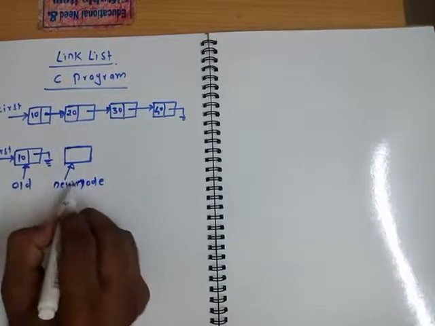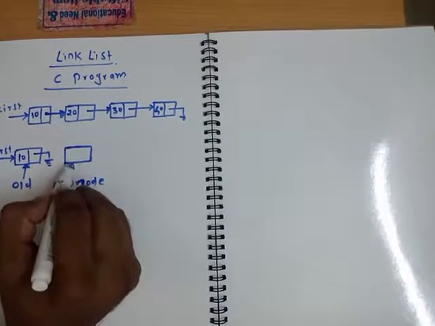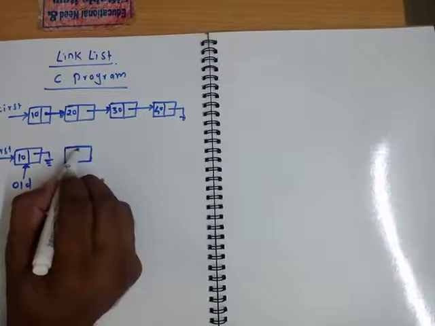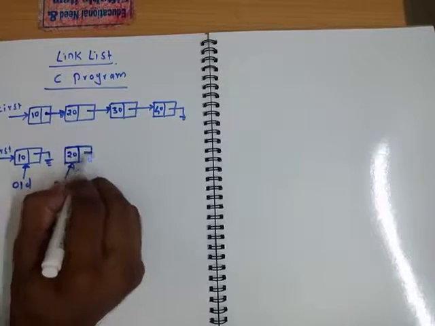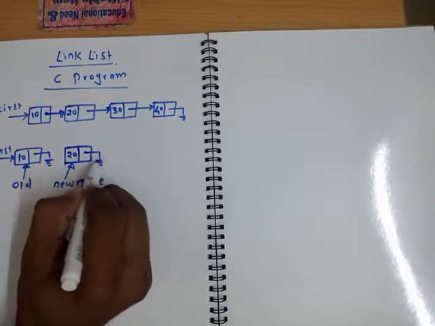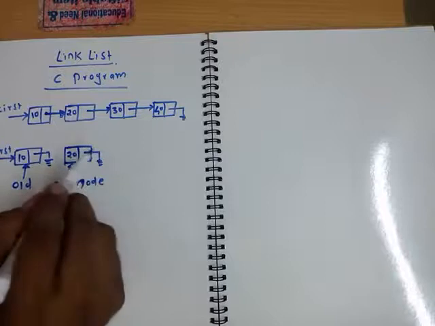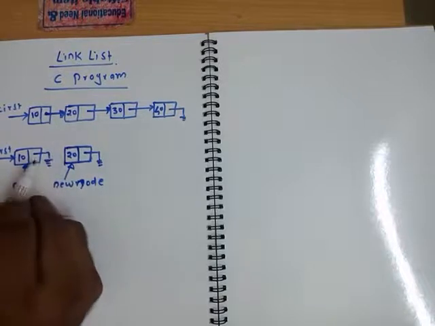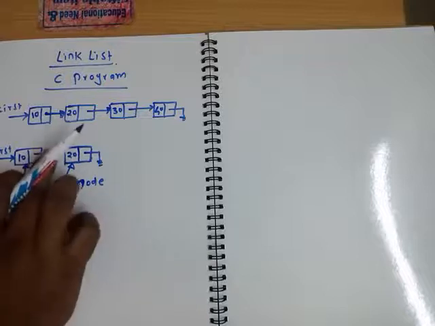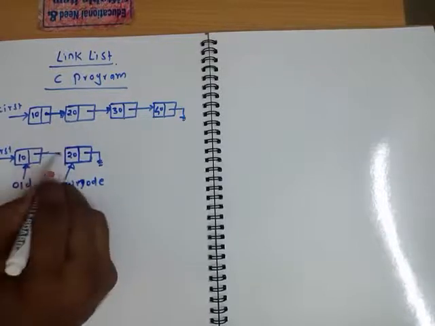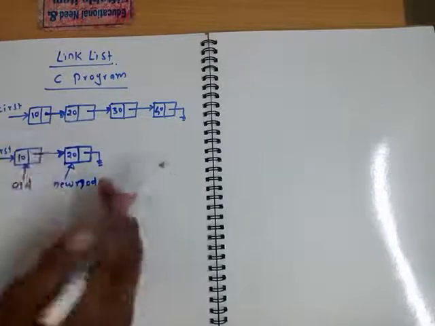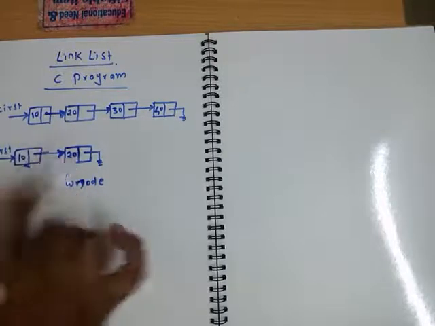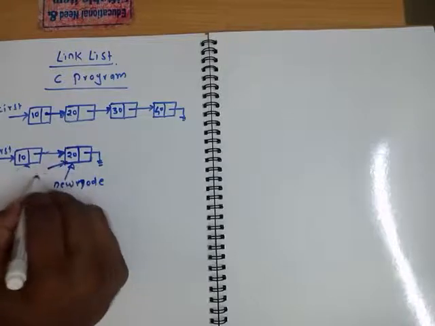I will use a new node pointer, and the new node pointer will point to the newly created node, and there I'll read the data. As there is no node to point to, this next will also be null here. Now once I have these two nodes, I'll just say the next pointer of old will point to the location where this new node is pointing to. So I will create this link, and then I'll move this old pointer to this new node location.